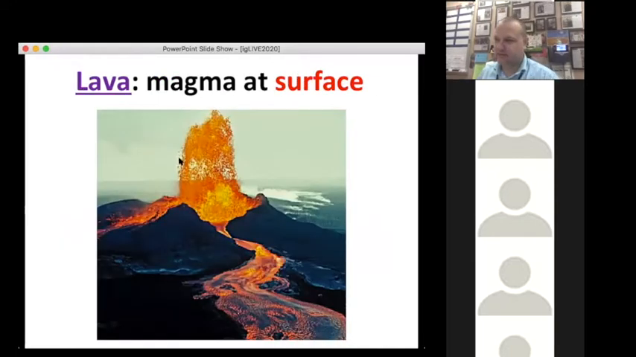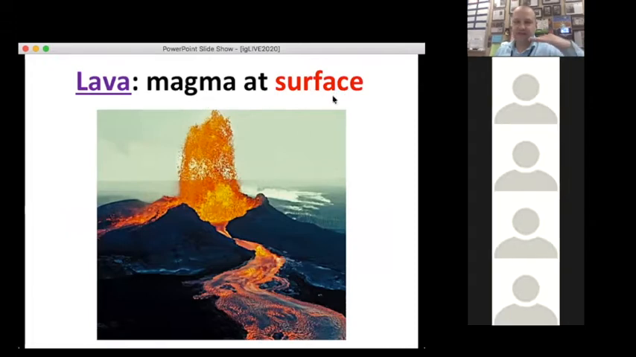Lava. Lava is just magma that's at the surface. The surface is the top. Magma, lava. Magma under, lava above. They are both melted rock, liquid rock.